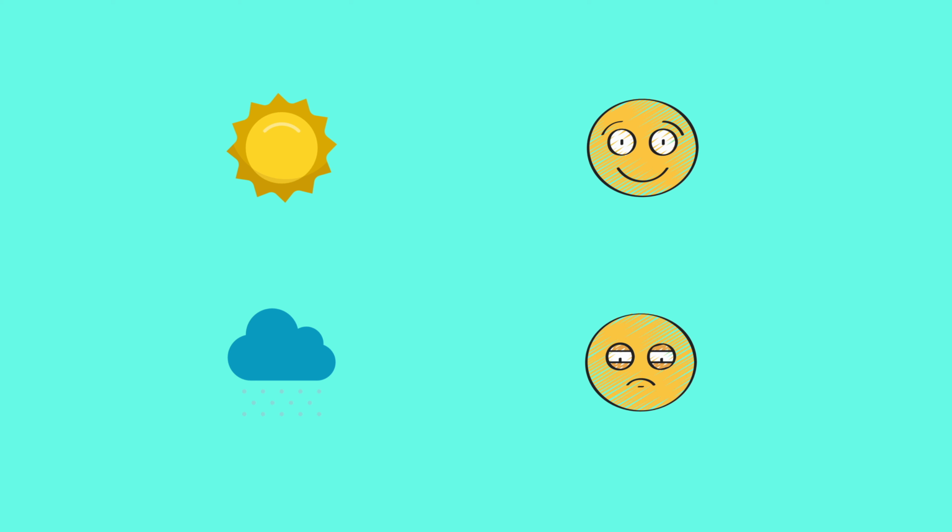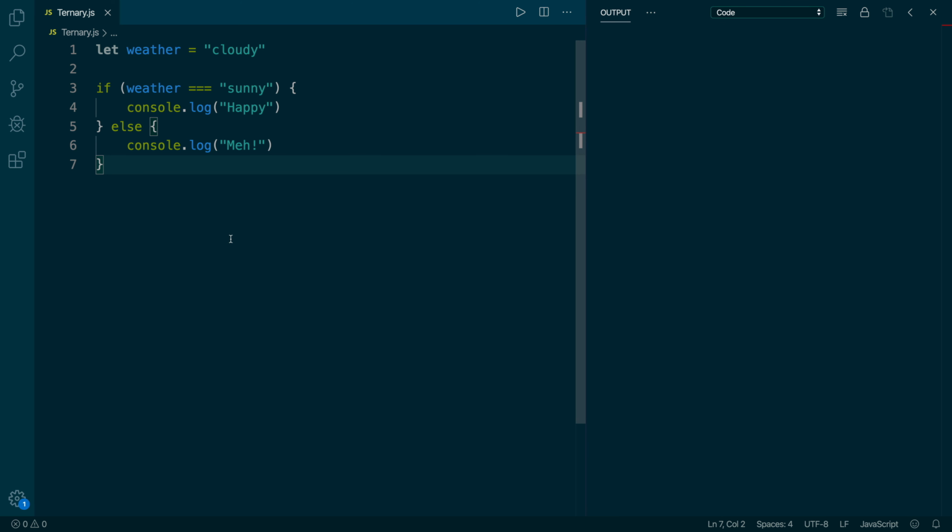So let's see the code using the if statement first. We have a variable called weather whose current value is cloudy. Then we have an if statement which checks if the weather value is sunny, it prints out happy on the console. Otherwise, it prints meh on the console.